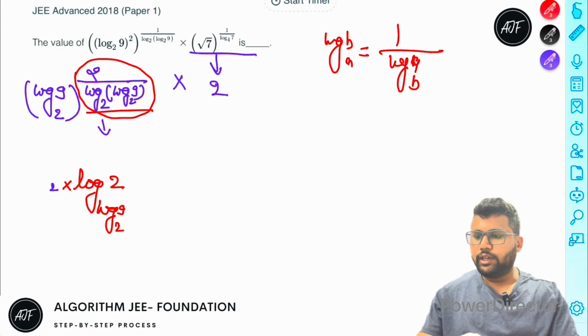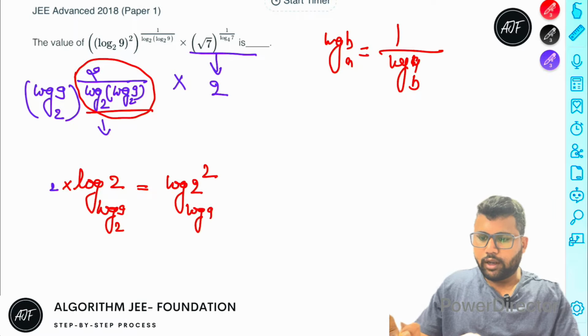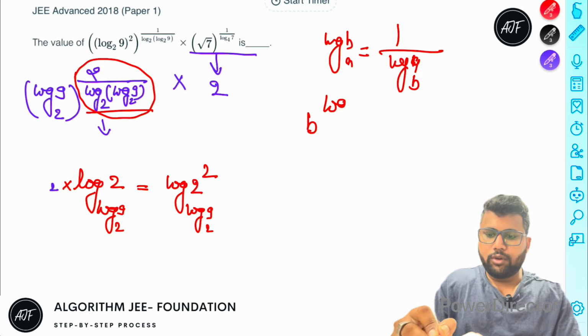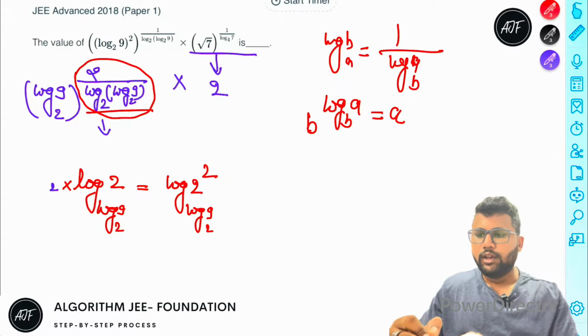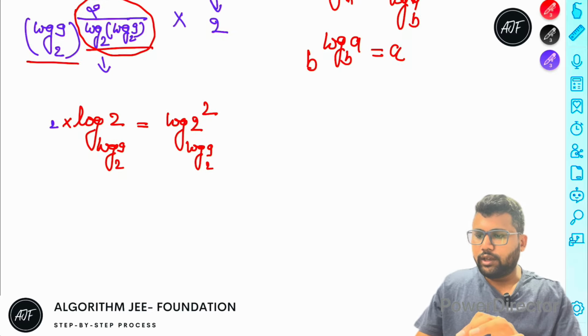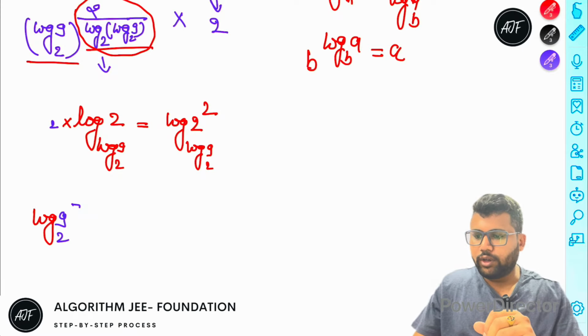After that, you see that 2 is shifting to this side. So now the meaning is log 2 power 2 and log 9 base 2. And after that, if b power log b a is given, then the answer is directly a. So in this case, if you apply this, then see log 9 base 2 and the whole power.